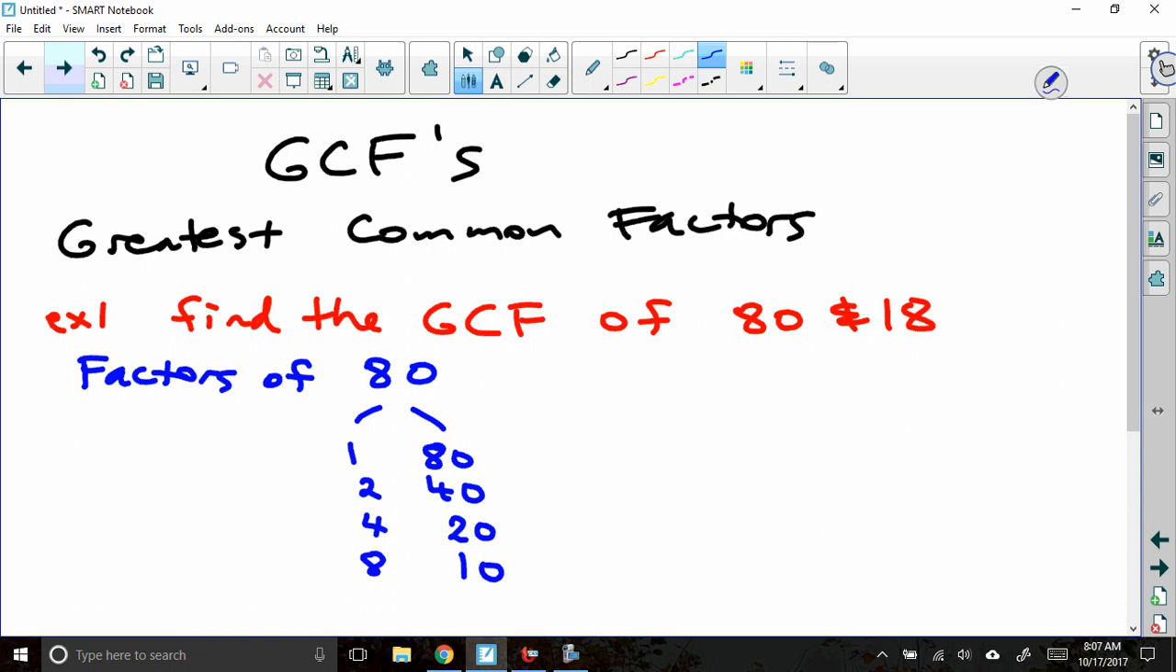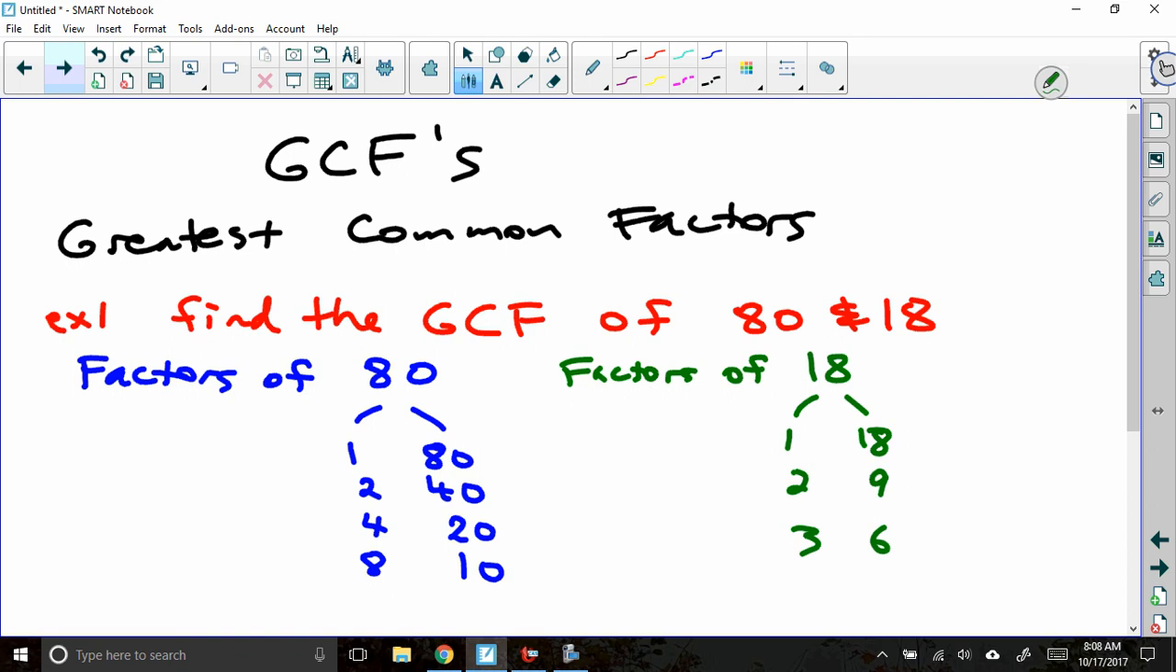Now, if we look at the factors of 18, we'll have 1 and 18, 2 and 9, and 3 and 6. And I think that's it, right? So if we look at those two lists, what's the greatest factor that 80 and 18 have in common? 2, and it's not very big, but that is the greatest common factor of those two numbers.